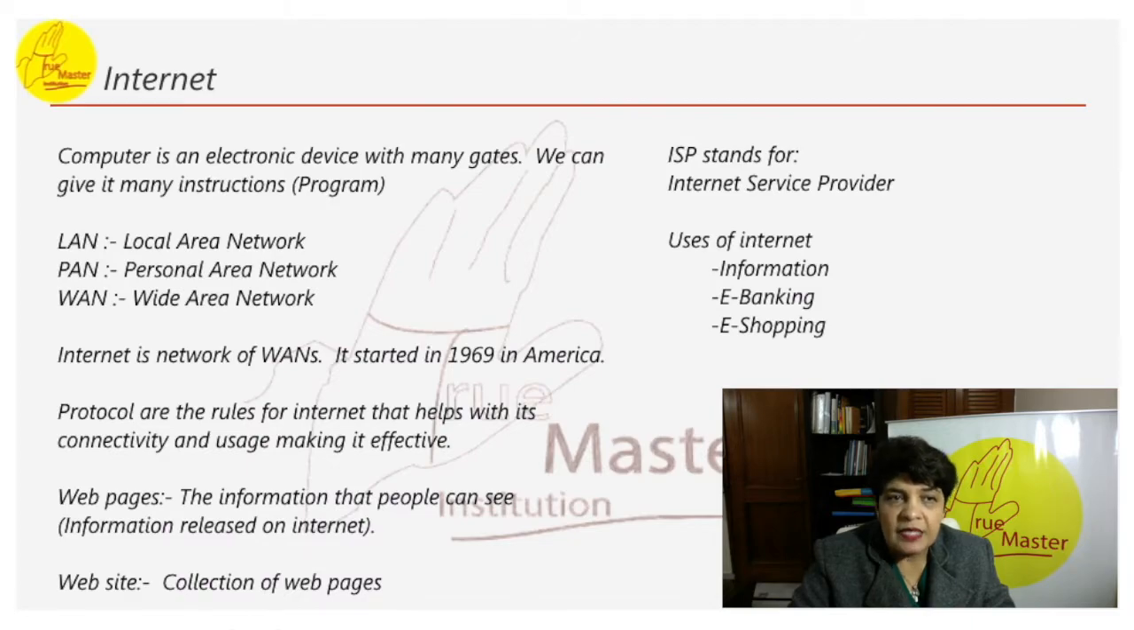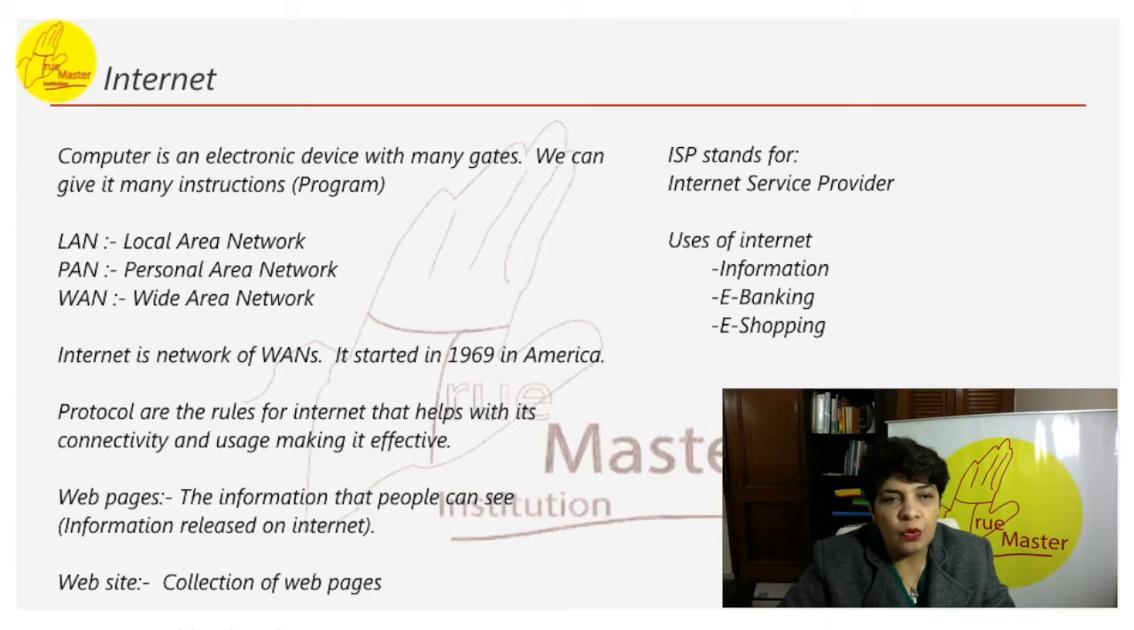Programs are instructions given to a computer. We are just seeing what is the internet. These terminologies, I'm sure you know them all. LAN, PAN, WAN. What is the internet? Just learning the terminologies again. So programs are instructions given to computers. LAN is local area network. WAN is wide area network. PAN is personal area network. Internet is a network of WANs. It started in the US in 1969.